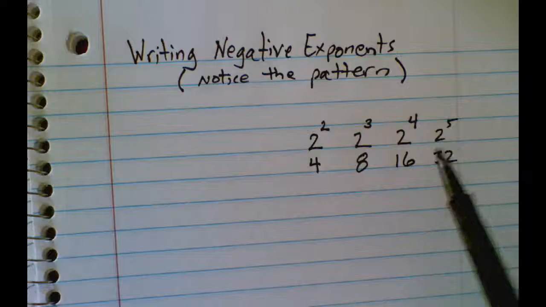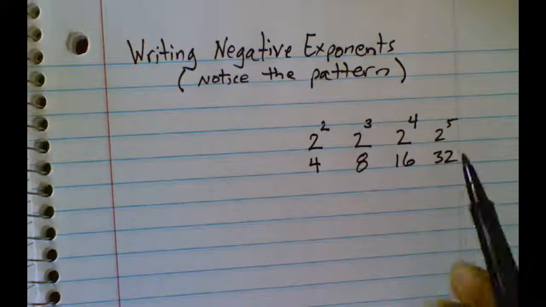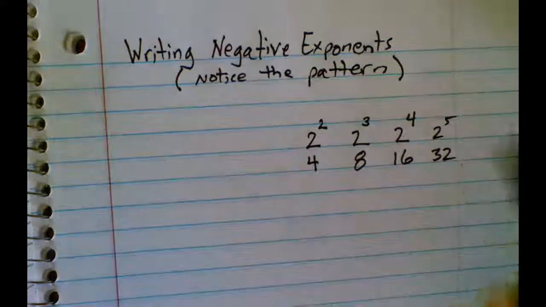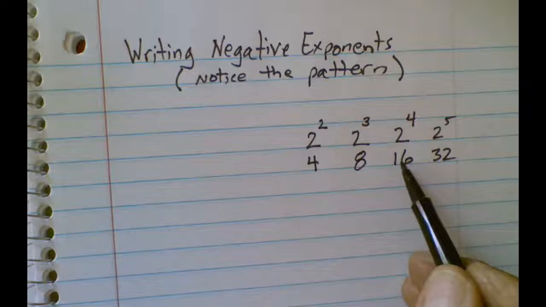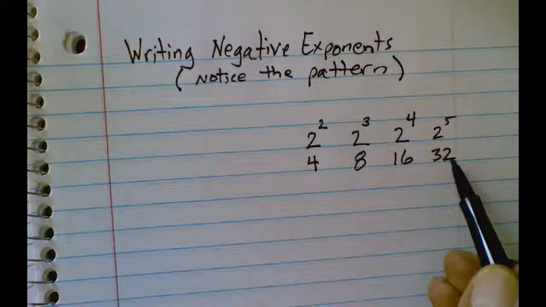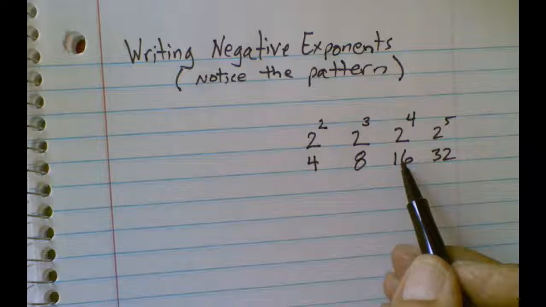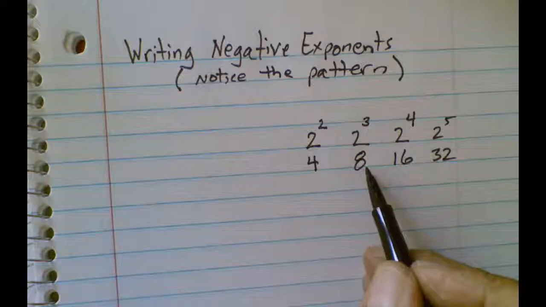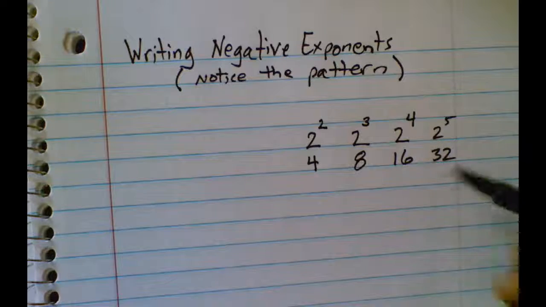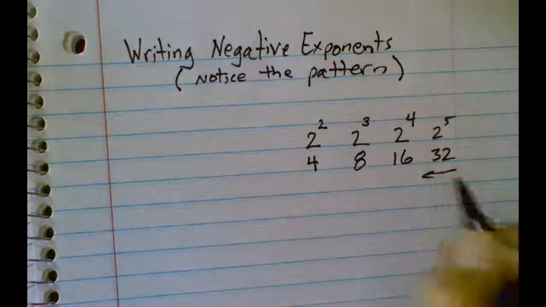Okay, I want to turn this around, though. And instead of doubling, I want to start here. And how is 16 related to 32? Well, isn't 16 half of 32? Oh, yeah, and 8 is half of 16. And 4 is half of 8, right? So everything is going in halves in this direction.